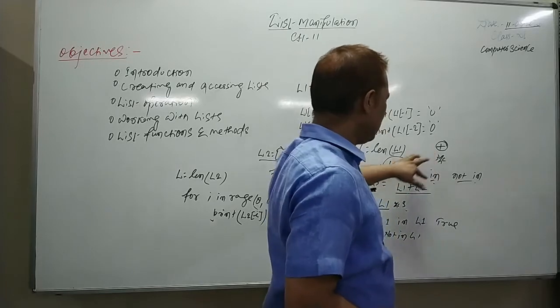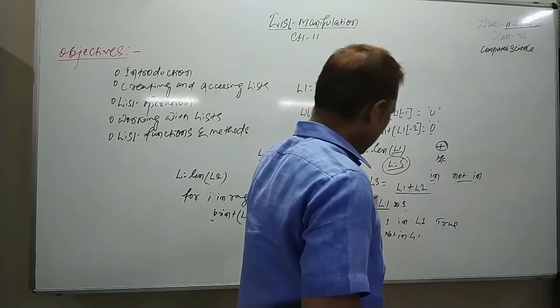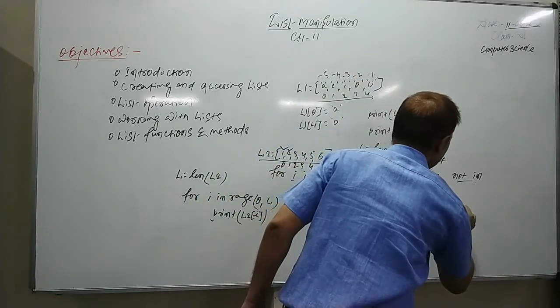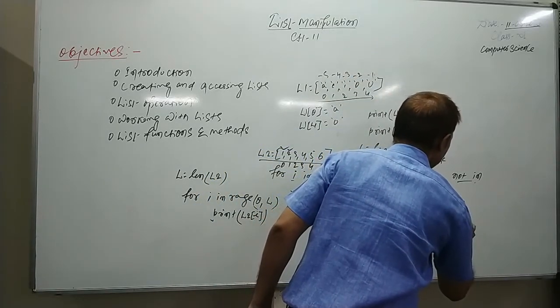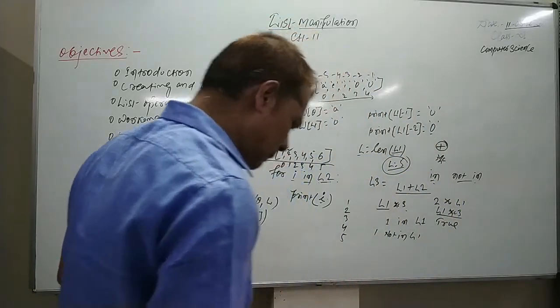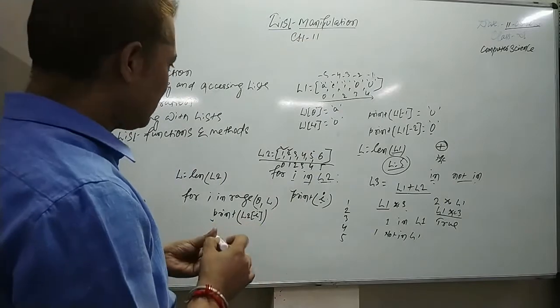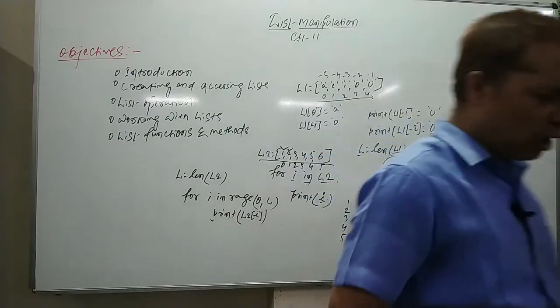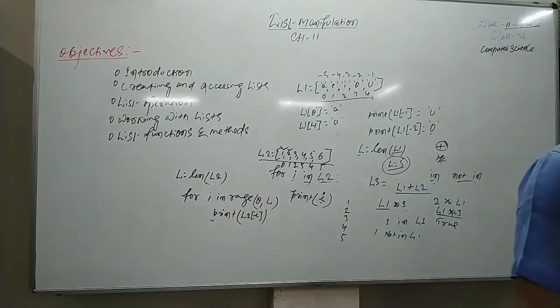And star simply repeats the occurrence of any list that many times. Either you can use 2 star L1 or L1 star 2, the meaning is the same, mind it, because it's a multiplication operator. It will simply multiply the occurrence of that list that many times. So this is what operations you can perform on a list. Any query if you have, you can let me know later. This is how to perform the different sorts of operations on a list.